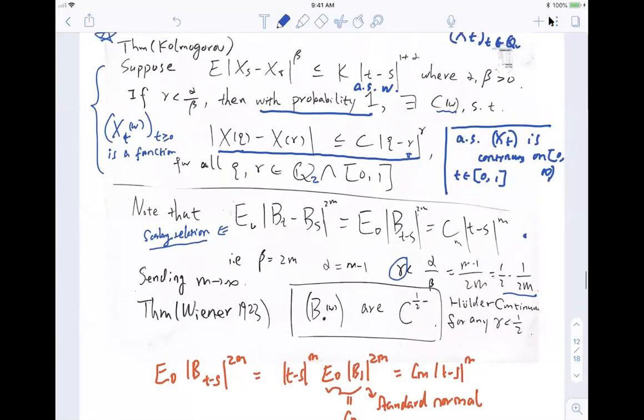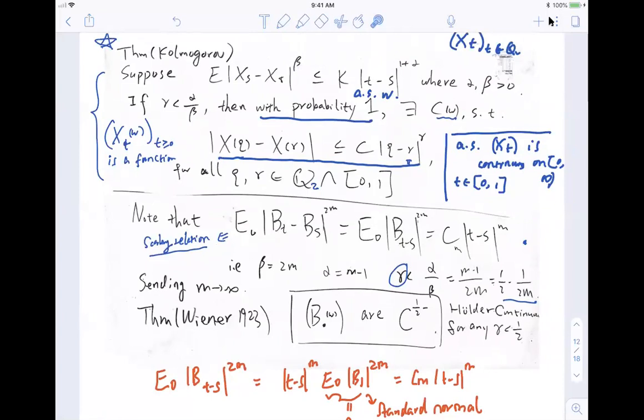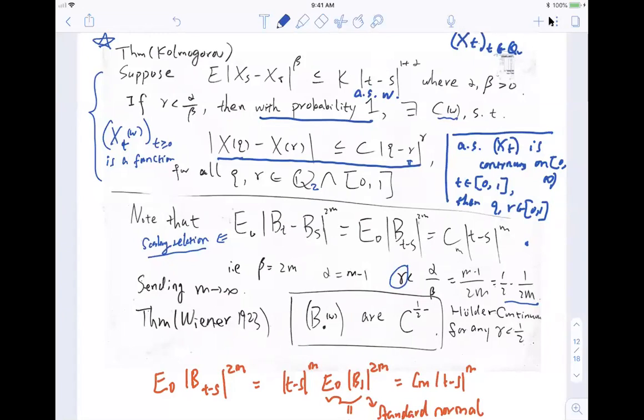Then the Kolmogorov continuity result can actually be extended to all t, not necessarily just the dyadic rationals. It can be extended to any t from 0 to 1, as long as we know the typical trajectory is almost surely continuous. You just extend using the continuous extension. That's almost trivial.